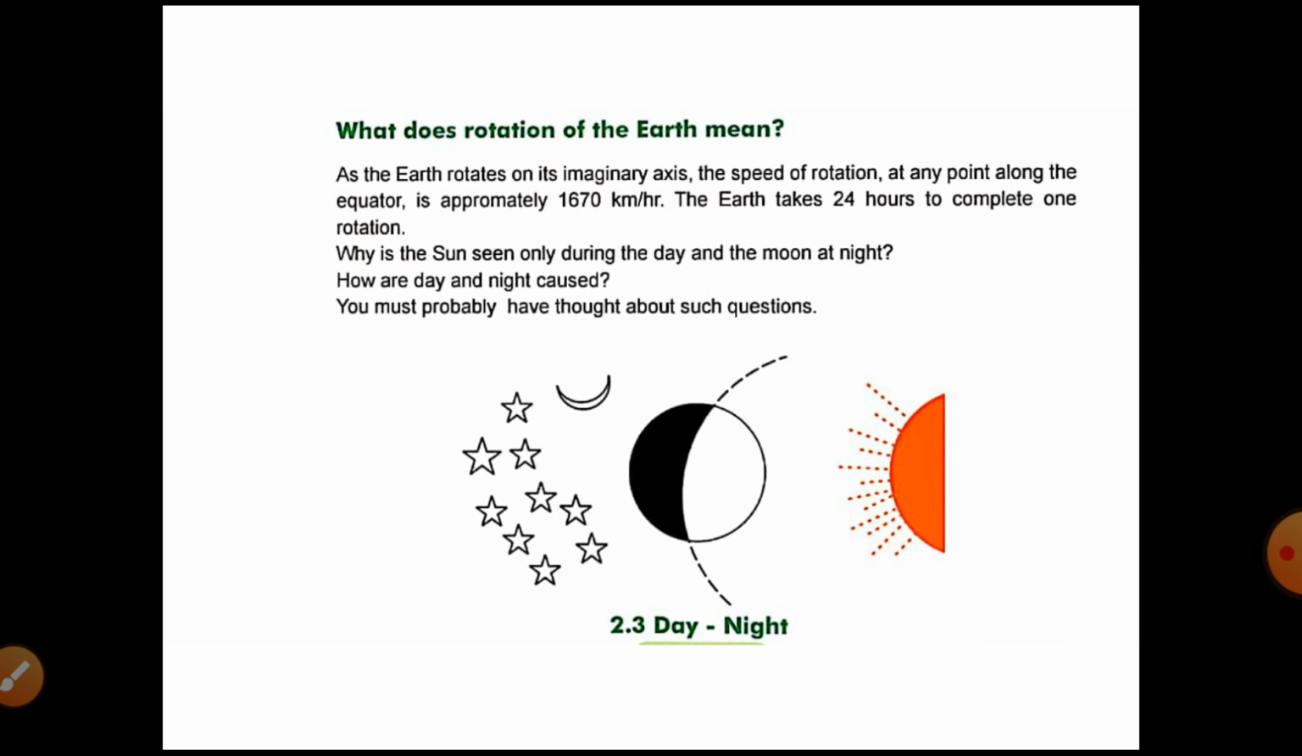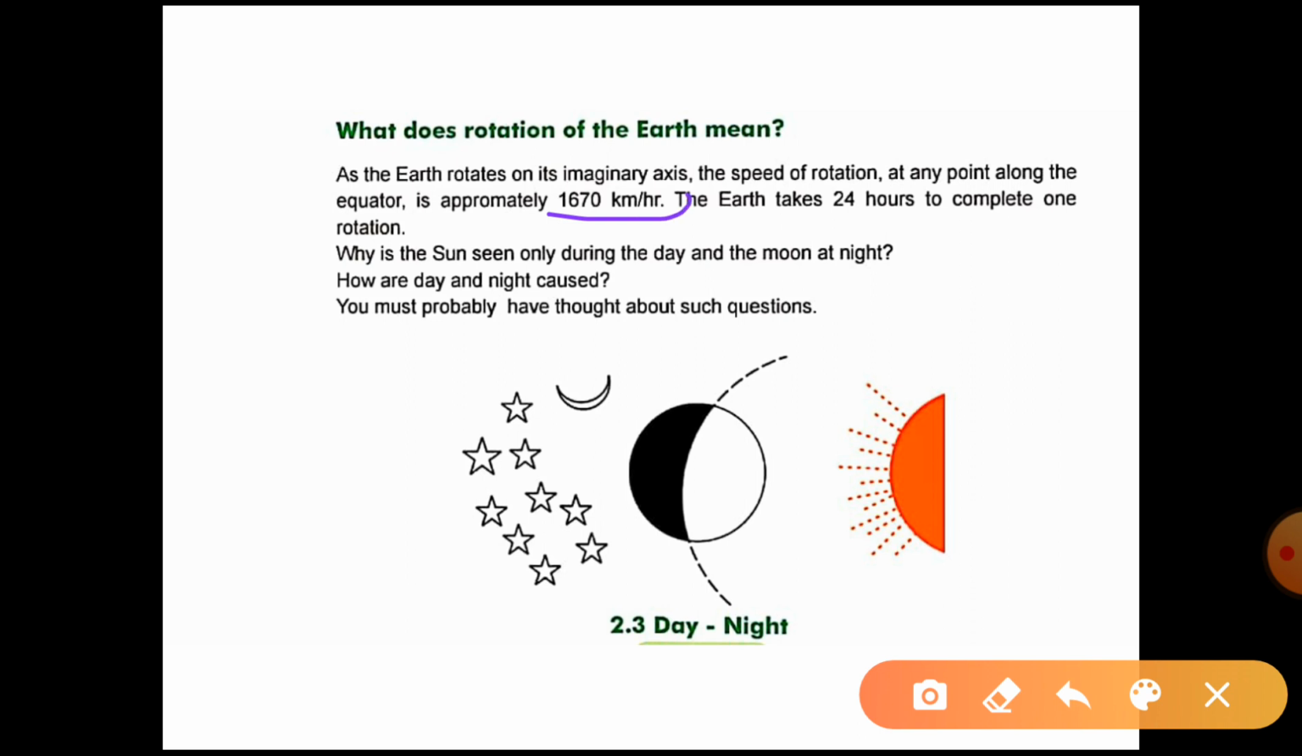Okay, so what is the speed of the rotation of the earth? So the speed of the rotation of the earth on its own axis is 1670 kilometer per hour. Okay, for example, suppose now this is the earth. Okay, so here one place name, just I'll take for example.